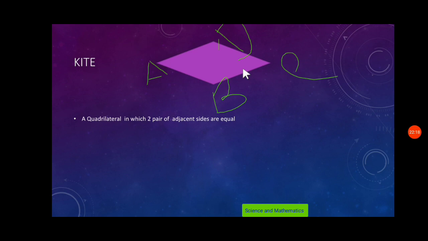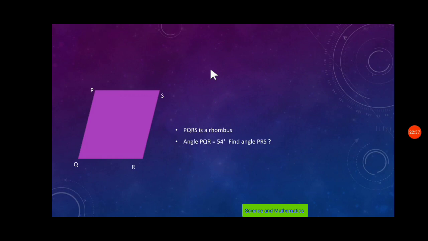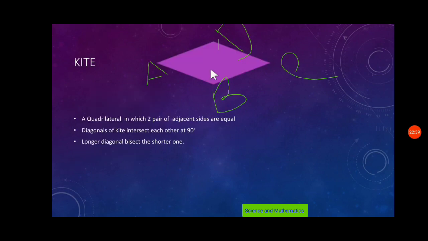An important thing about the longer diagonal: we can see it by our eyes, with our common sense, that this diagonal is the longer diagonal and this is the shorter diagonal. Now what? The longer diagonal bisects the shorter diagonal. The shorter diagonal doesn't bisect the longer diagonal, but the longer diagonal bisects the shorter one. Now we have completed all the properties of the quadrilaterals.